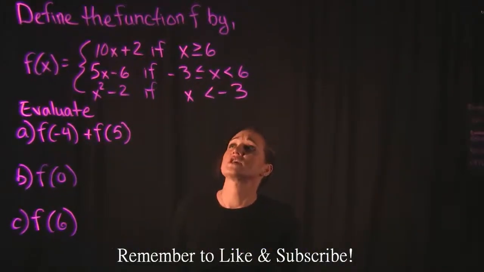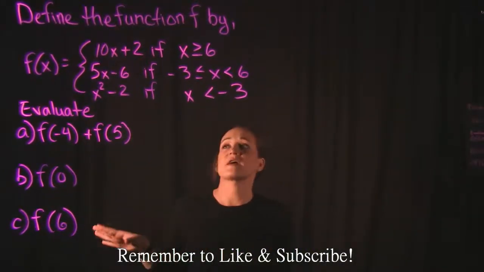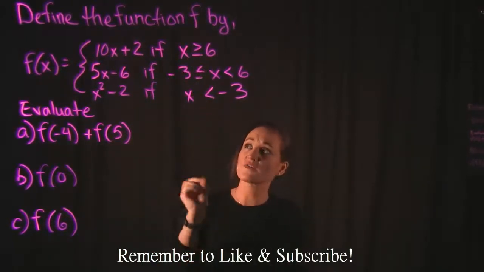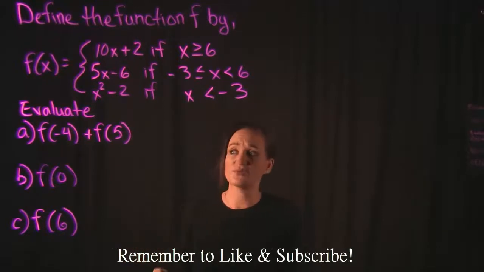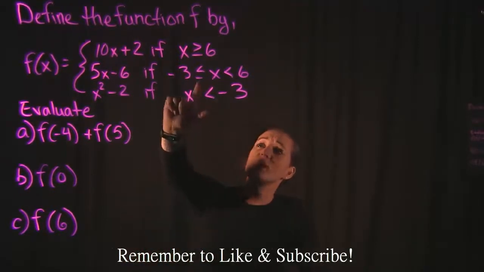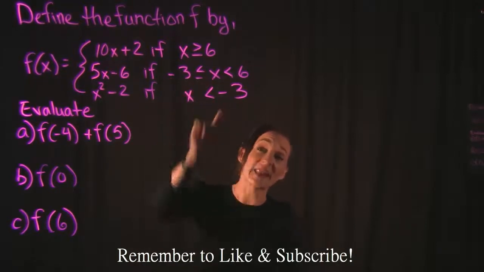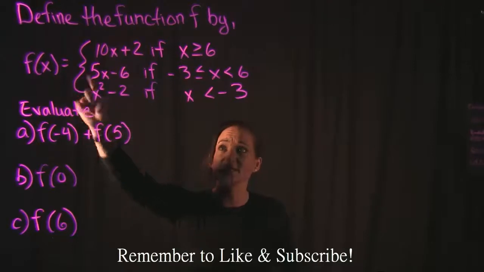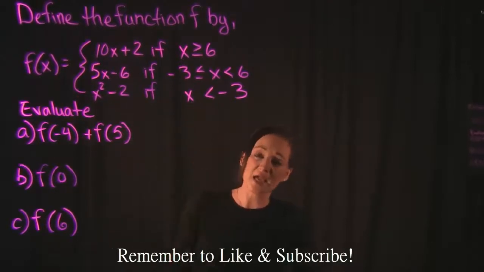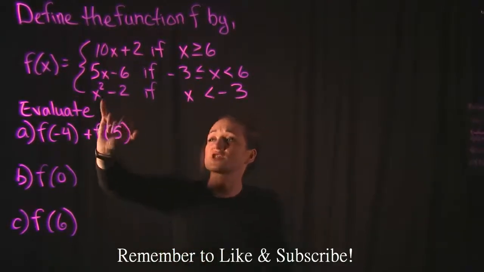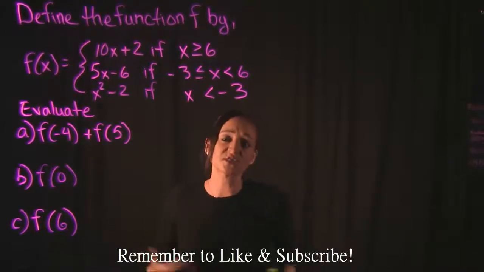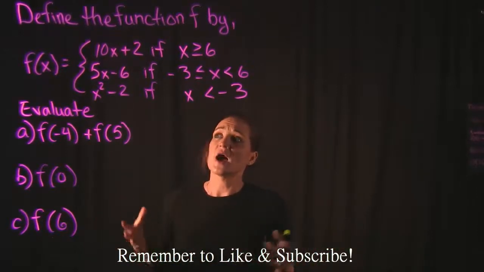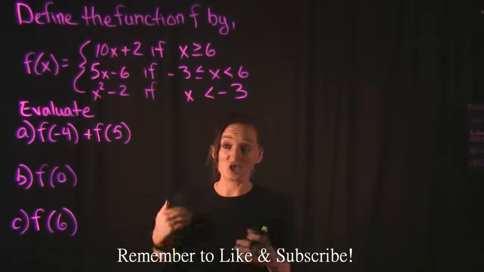For the following function, we're going to define the function f of x by: if x is greater than or equal to 6, our function is going to be 10x plus 2. If x is greater than or equal to negative 3 but less than 6, our function is equal to 5x minus 6. And if x is less than negative 3, then our function is equal to x squared minus 2. So this is a piecewise function. Depending on what x is, it's going to depend on what function we're going to look at.